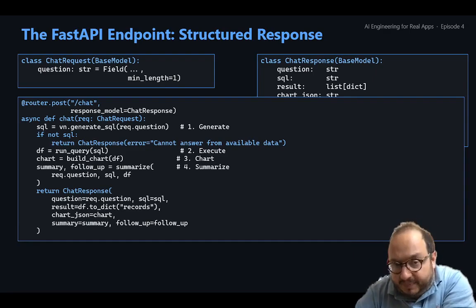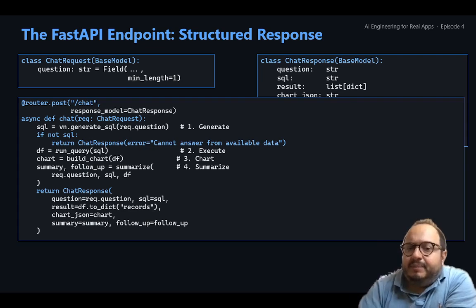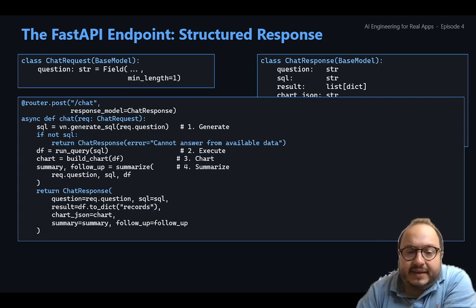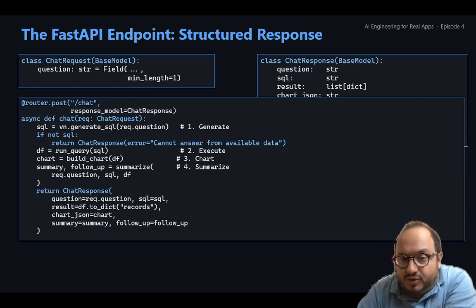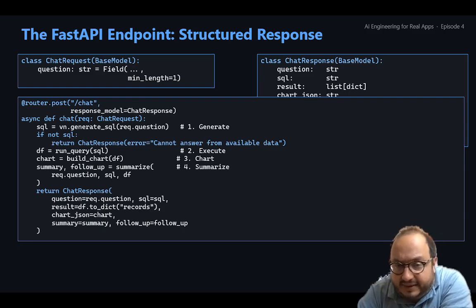Every field is typed. The same pattern from episode 2. Design the pydantic models first, then implement around them. The route function has 4 steps. Step 1. Call Vanna to generate SQL. If Vanna returns none, which it does when the question is too far outside the training distribution to generate confidently, we return a structured error indicating the question could not be answered from the available data.